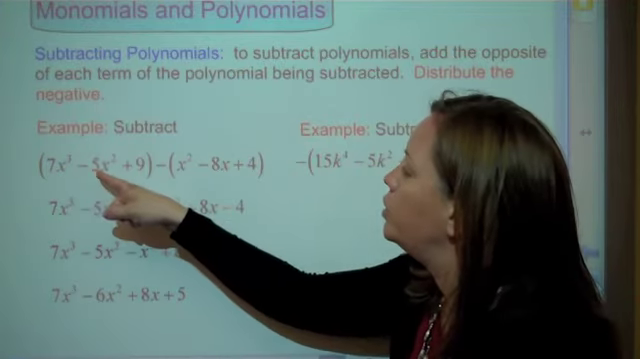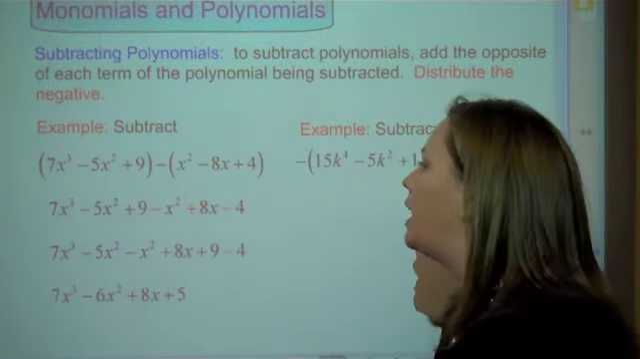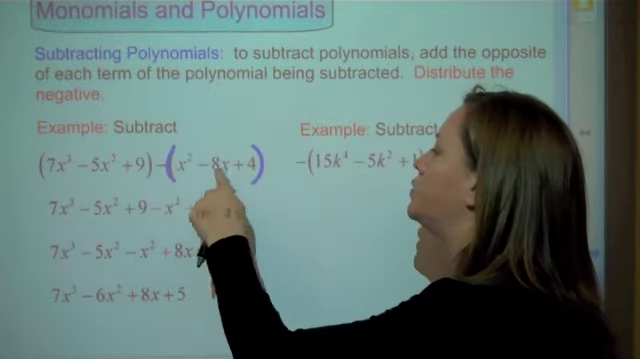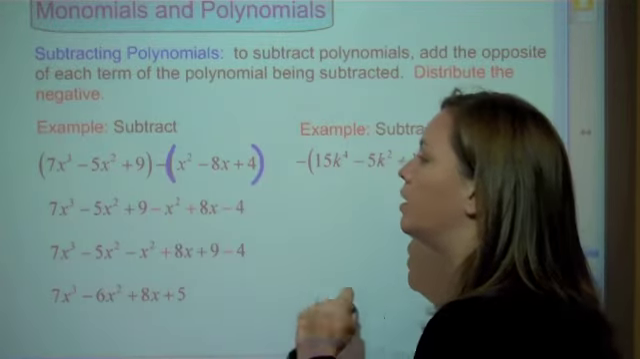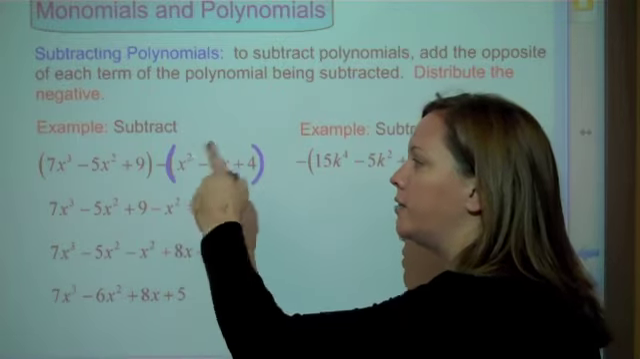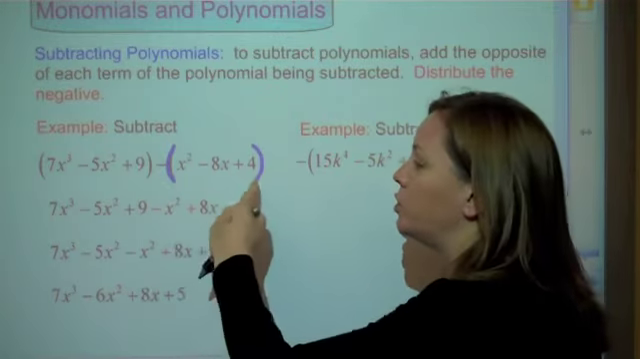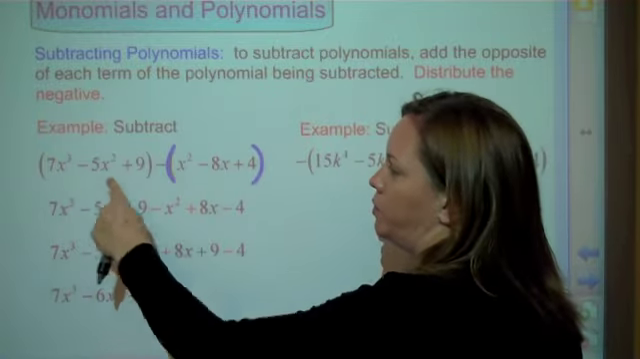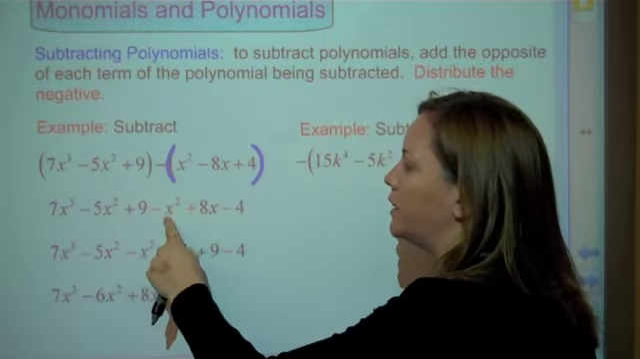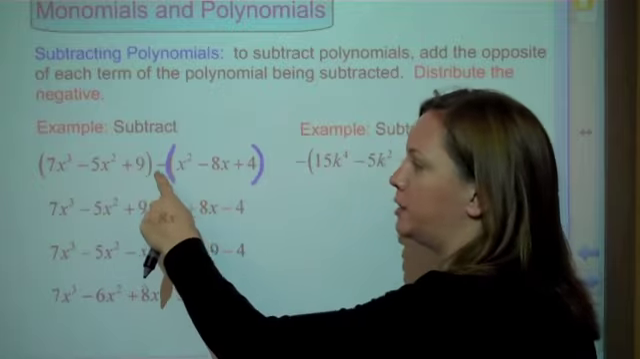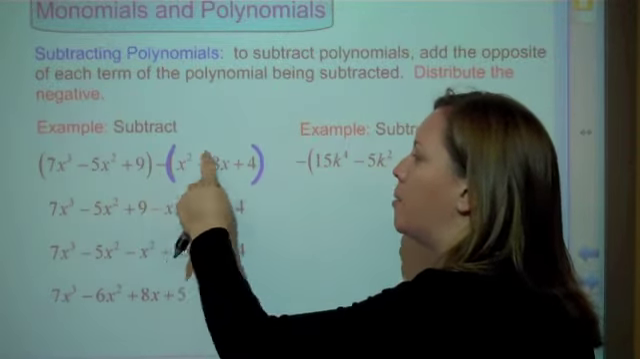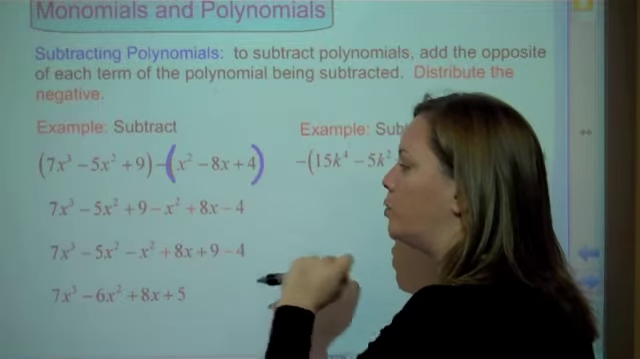We have 7x cubed minus 5x squared plus 9 minus the entire polynomial x squared minus 8x plus 4. So if I distribute that negative, or if I subtract each of these terms, it becomes 7x cubed minus 5x squared plus 9, the same first polynomial, minus x squared plus 8x, because we were subtracting negative 8x, so that becomes plus 8x, and then minus a positive 4 will be minus 4.